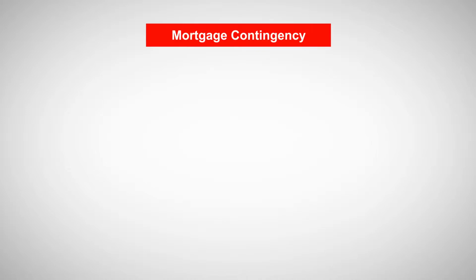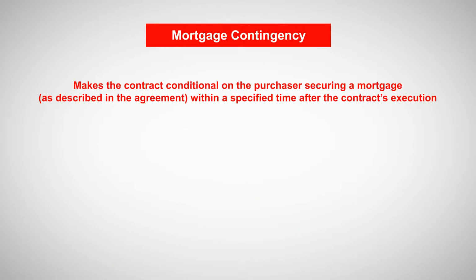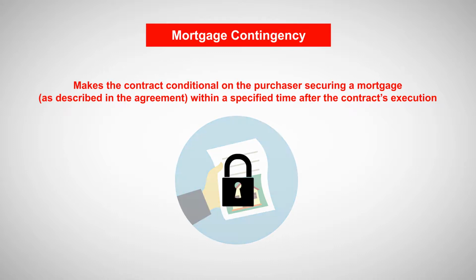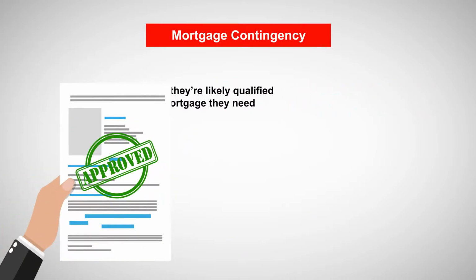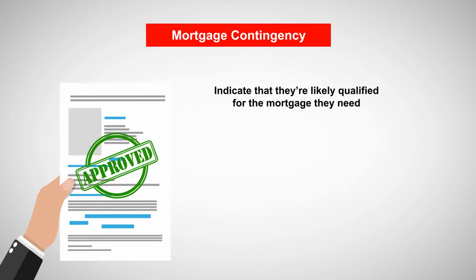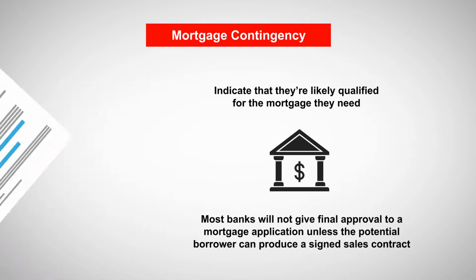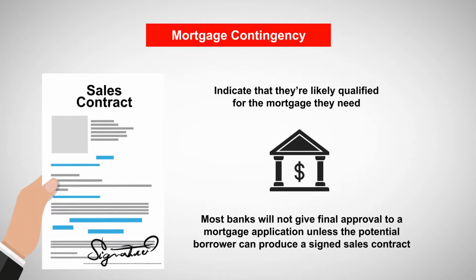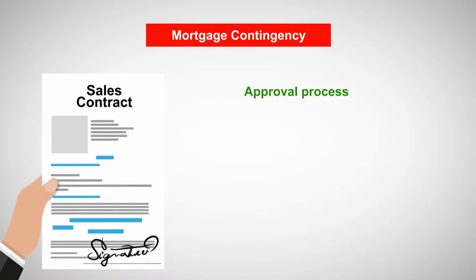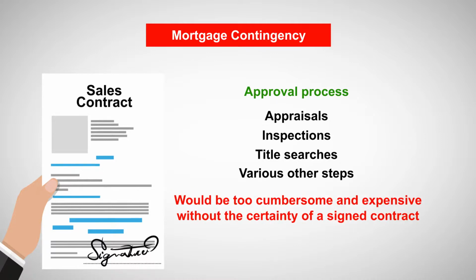Next, we'll look at mortgage contingency clauses. A mortgage contingency clause makes the contract conditional on the purchaser securing a mortgage, as described in the agreement, within a specified time after the contract's execution. Though purchasers can obtain pre-approval letters that indicate that they're likely qualified for the mortgage they need, most banks will not give final approval to a mortgage application unless the potential borrower can produce a signed sales contract. Moreover, the approval process often requires appraisals, inspections, title searches, and various other steps that would be too cumbersome and expensive without the certainty of a signed contract.